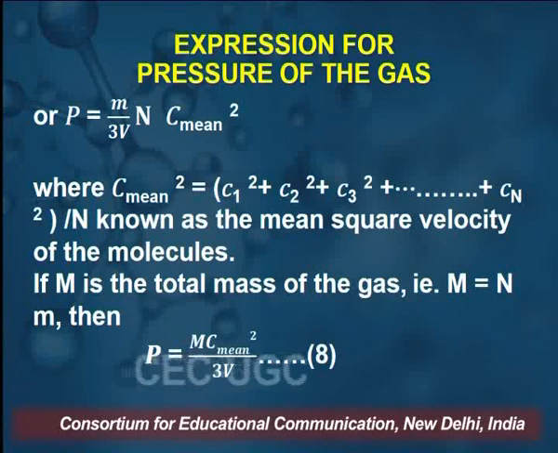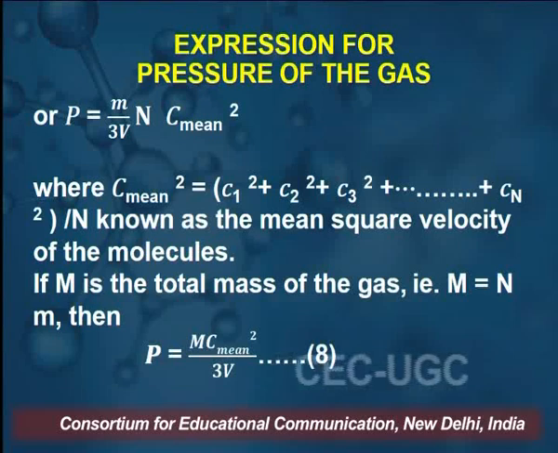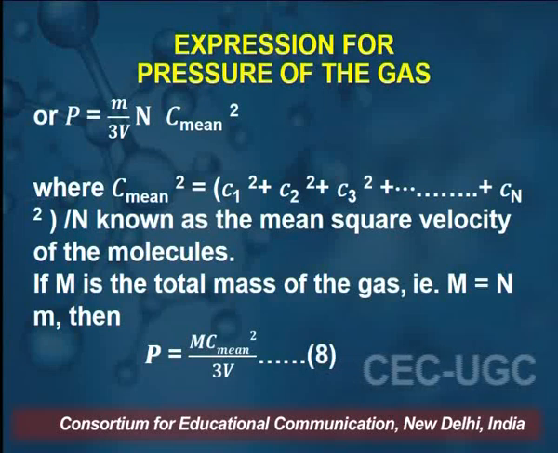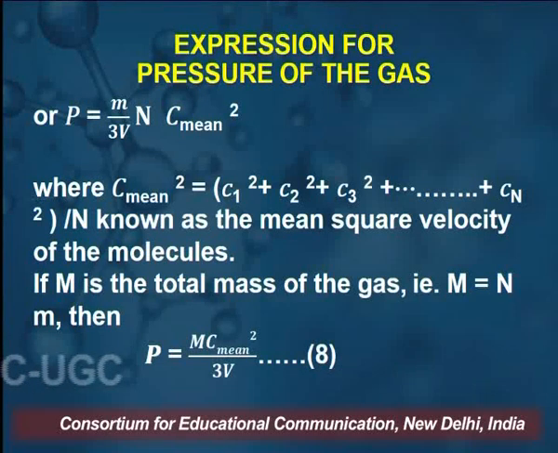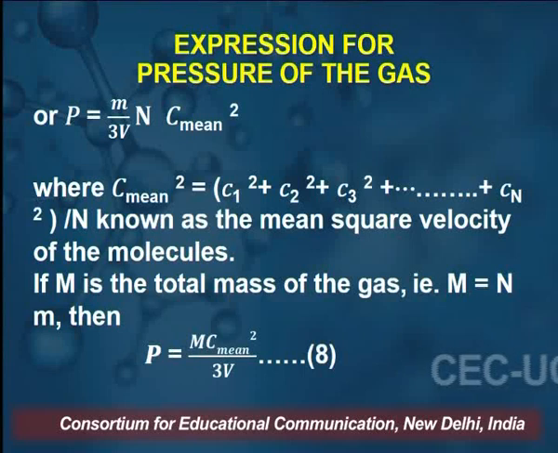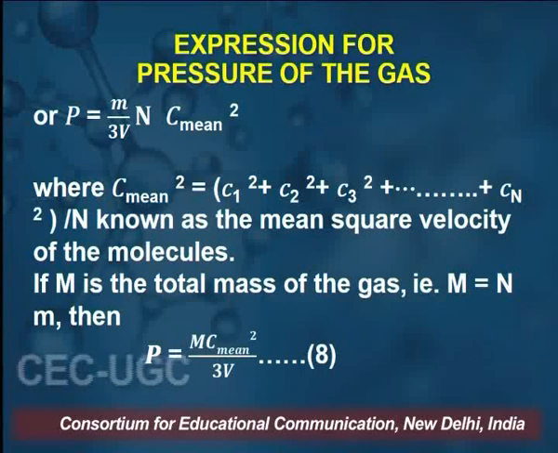If M is the total mass of the gas, then capital M is equal to N into small m, where N is the total number of molecules and m is the mass of each molecule. So capital M is small m into capital N. Hence we arrive at the result P is equal to capital M c mean square by 3V. It means P is dependent upon the mass of the gas.